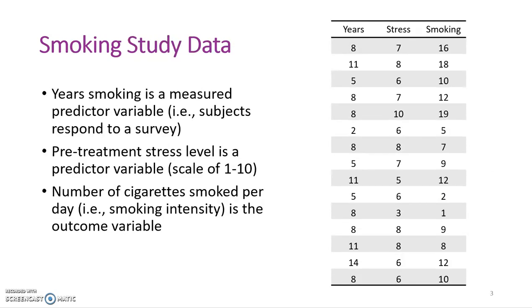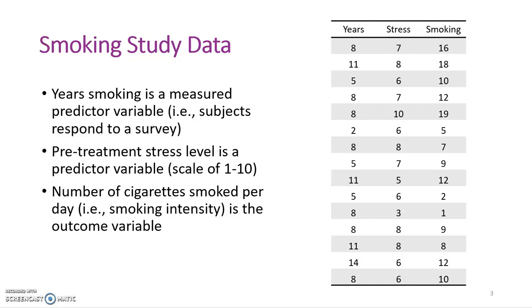And this is what that data looked like. Years smoking is a measured predictor variable where subjects respond to a survey, and we see that this is on a continuous scale and has a meaningful 0 point. It's a continuous predictor. Pre-treatment stress level is also a continuous predictor variable. It's on a scale from 1 to 10, so we're considering it to be relatively continuous. And then the outcome is the continuous outcome of number of cigarettes smoked per day in the last month. And this is our measure of smoking intensity.